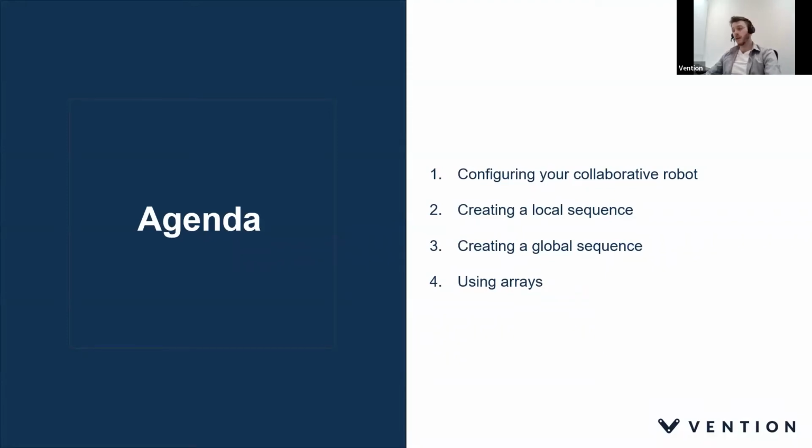So the purpose of today's webinar is to get you guys up to speed and show you how easy it is to program a six-axis collaborative robot directly within MachineLogic, and showcase that it is robot agnostic with the few collaborative robots that we do have on our platform.